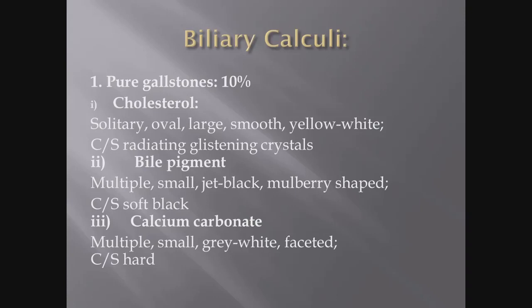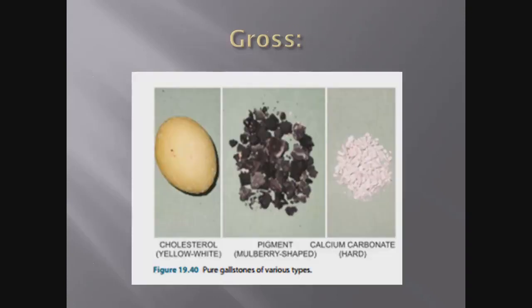First of all, cholesterol stones. They are solitary, oval, large and yellow or white in color. Their cut surface shows radiating or glistening crystals. The bile pigment stones are multiple in number, small sized, and jet black in color. The cut section shows they are soft and black. And lastly, the calcium carbonate stones are multiple, small sized and grey white in color. Upon cut section, they appear to be hard.